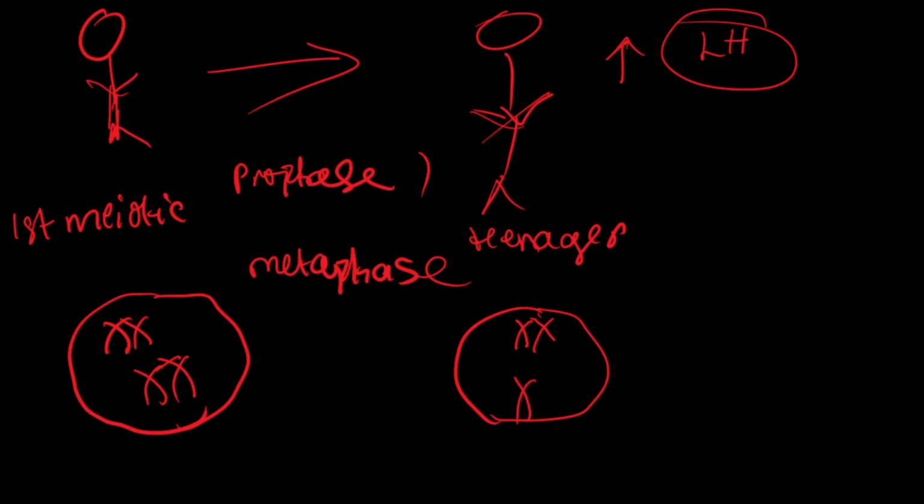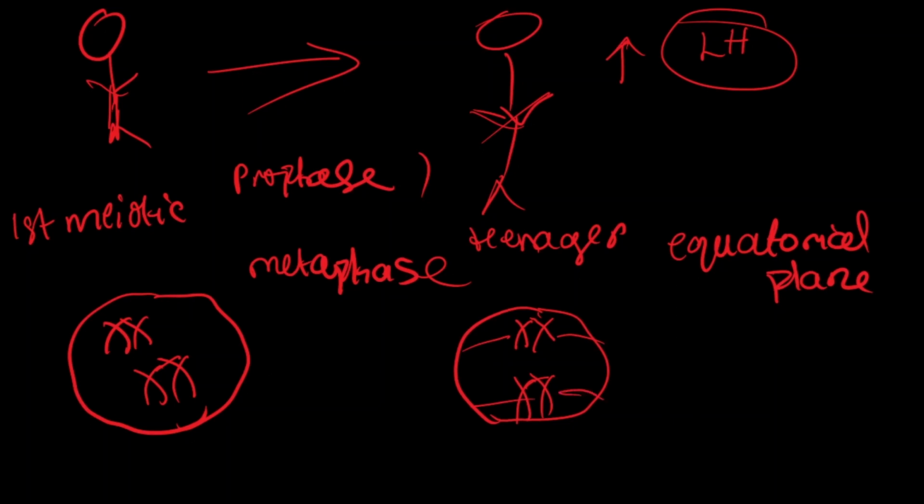These homologous chromosomes come together and line up at the equatorial plane, with the spindle fiber attached to these chromosomes in this way. Spindle fiber, another spindle fiber. This is what happens in metaphase, the arrangement of the chromosomes along the equatorial plane, and this is sometimes called the metaphase plate.